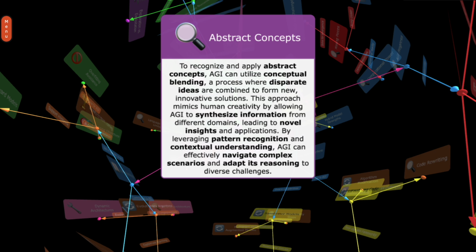To recognize and apply abstract concepts, AGI can utilize conceptual blending, a process where disparate ideas are combined to form new, innovative solutions. This approach mimics human creativity by allowing AGI to synthesize information from different domains, leading to novel insights and applications. By leveraging pattern recognition and contextual understanding, AGI can effectively navigate complex scenarios and adapt its reasoning to diverse challenges.